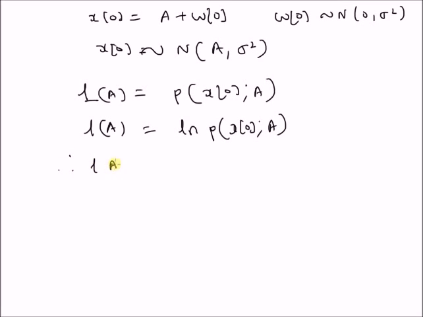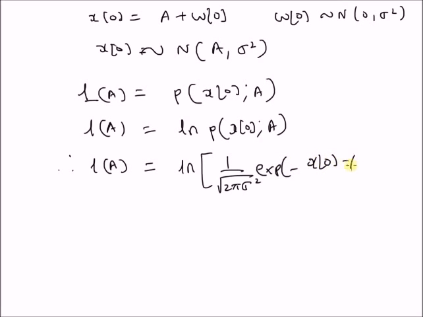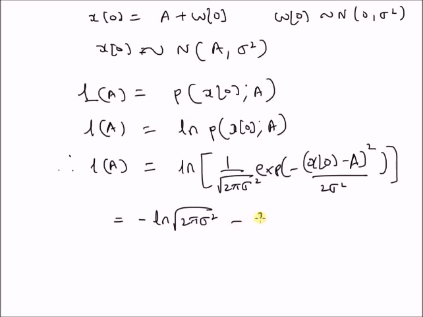Therefore, the log likelihood function l(A) is equal to, using the definition of the normal density, the logarithm of the PDF at x[0], which is 1 by square root of 2 pi sigma squared, exponential of minus (x[0] minus A) whole squared divided by 2 sigma squared. So the logarithm of this PDF becomes minus logarithm of square root of 2 pi sigma squared minus (x[0] minus A) whole squared divided by 2 sigma squared. So this is the log likelihood function with the parameter A.